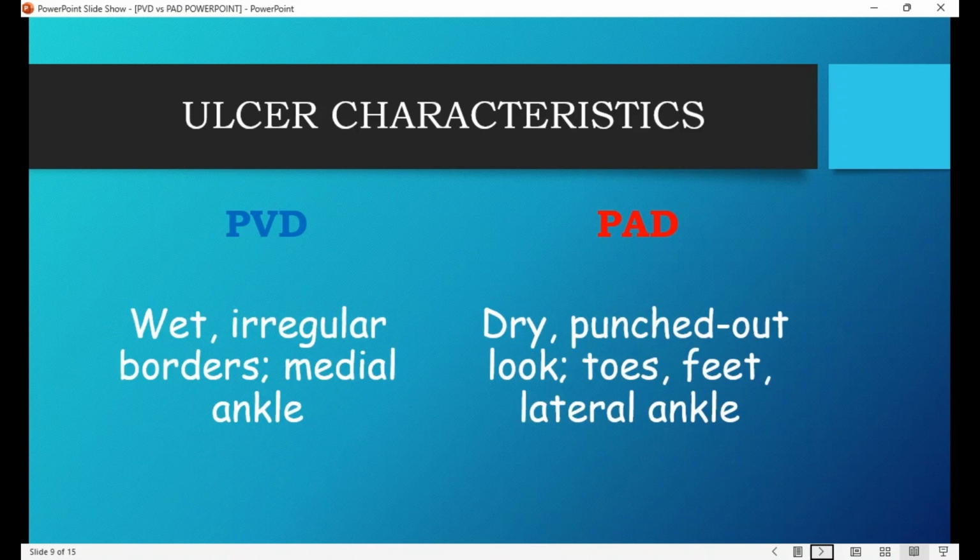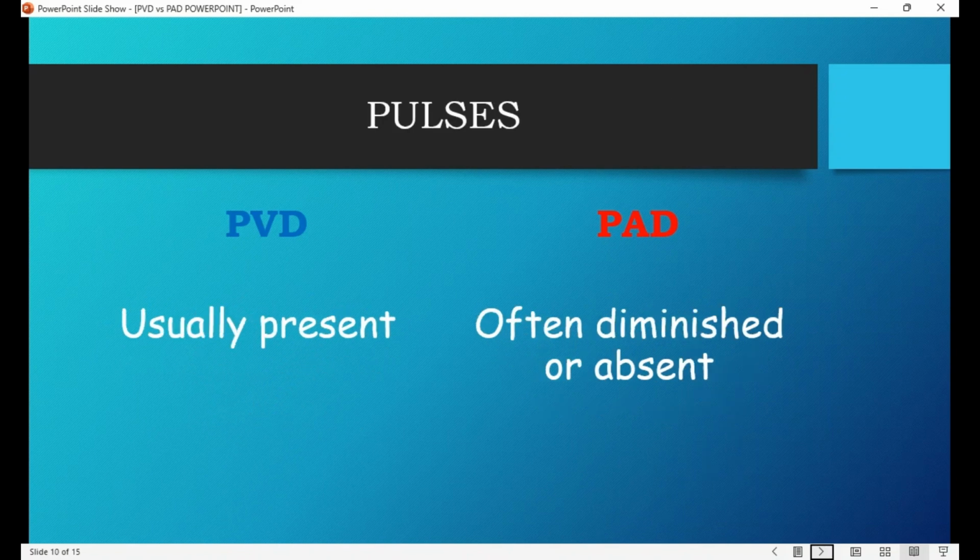Also, ulcer characteristics. If they have ulcer formations with PVD, the ulcers will be wet. They will have irregular borders, and they're usually going to be in the medial aspect of the ankle. In PAD, the ulcers will look dry and punched out, and you'll find them present in the toes, the feet, and the lateral ankle. Pulses. With PVD, the pulses are usually present, but in PAD, the pulses are often diminished or absent.